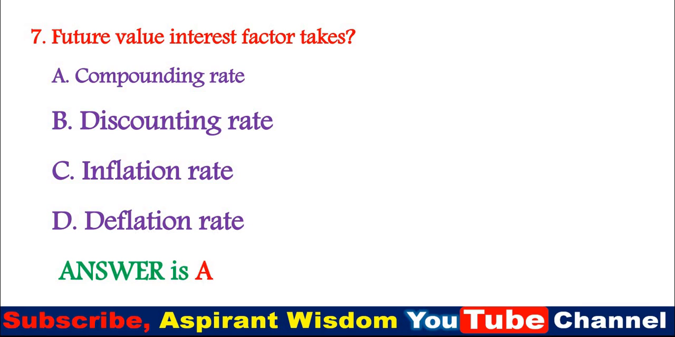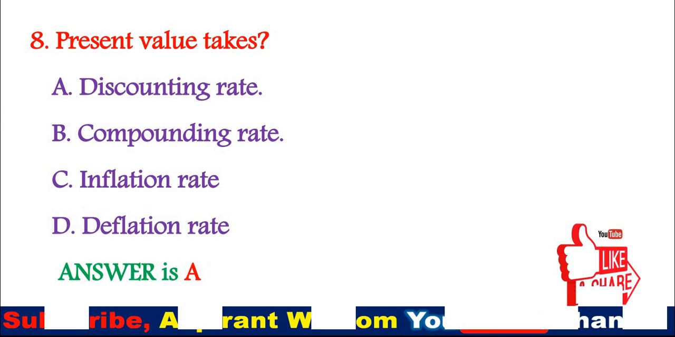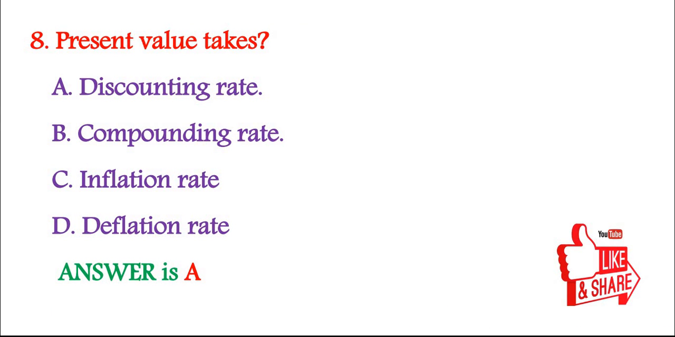7. Future value interest factor takes: A. Compounding rate, B. Discounting rate, C. Inflation rate, D. Deflation rate. Answer is A. 8. Present value takes: A. Discounting rate, B. Compounding rate, C. Inflation rate, D. Deflation rate. Answer is A.